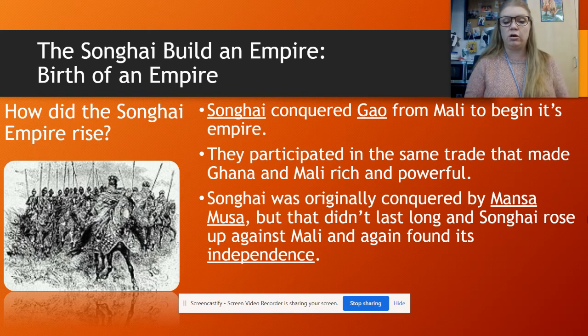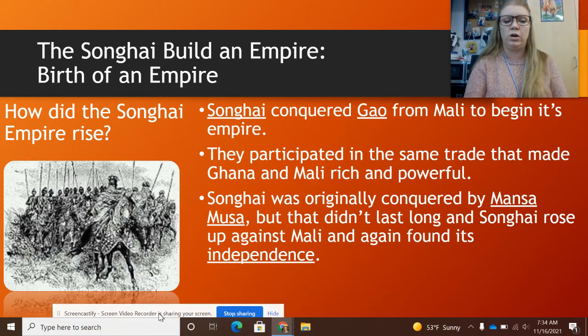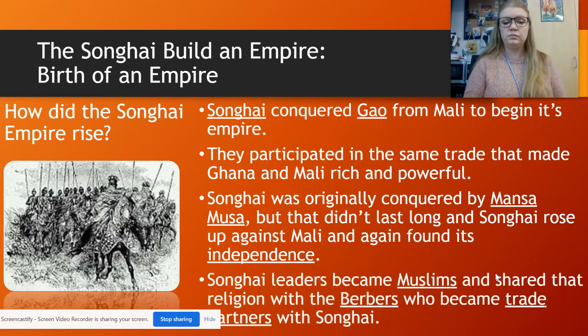Songhai was originally conquered by Mansa Musa. So this goes back to the connection to Mali. But it didn't last long because Songhai rose up again against Mali and found its independence, becoming its own empire.